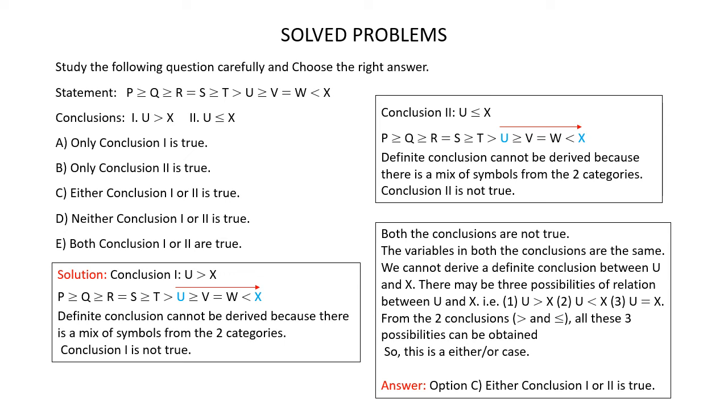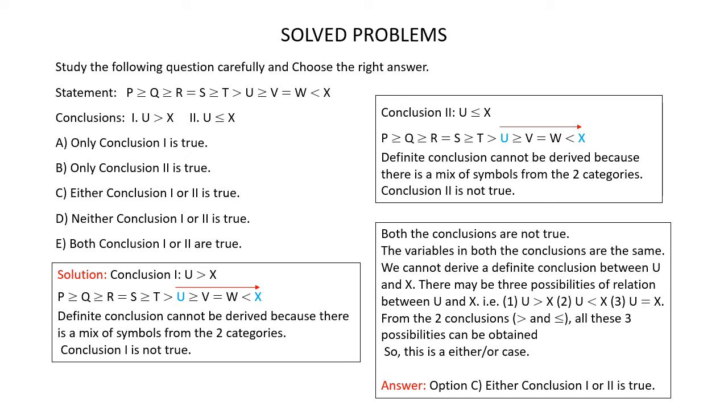Now we have found that conclusion 1 is not true and conclusion 2 is not true. But before we mark the correct answer as neither conclusion 1 nor 2 is true, let's look at a few points. Now we have found that both the conclusions are not true. The variables in both the conclusions are the same. It's U and X. Now we have not been able to derive a definite conclusion between U and X. But there may be three possibilities of relationship between U and X. That is, U may be greater than X, U may be less than X, or U may be equal to X.